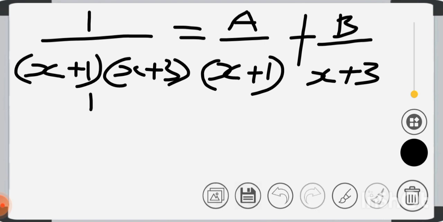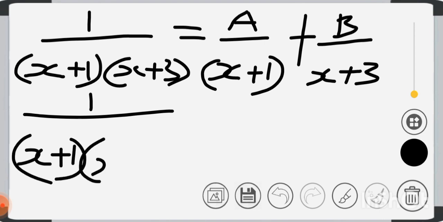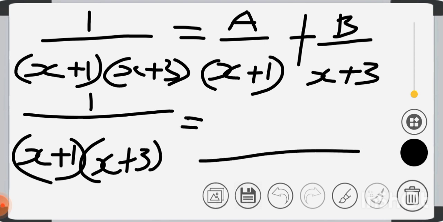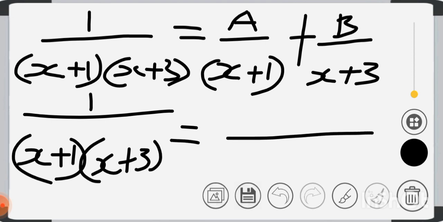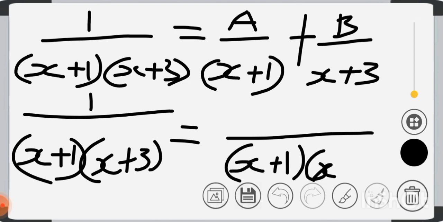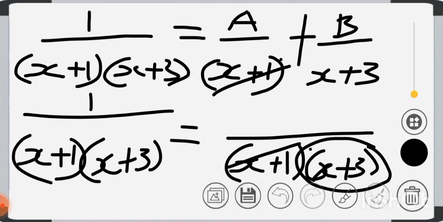So we are going to have 1 over (x plus 1)(x plus 3) equals, then you take the LCM of the two, where you multiply them, so that will be (x plus 1) times (x plus 3). If you divide this by this, it will cancel this. What will be left is only this. So we are going to use it to multiply this A now, which is the upper side.